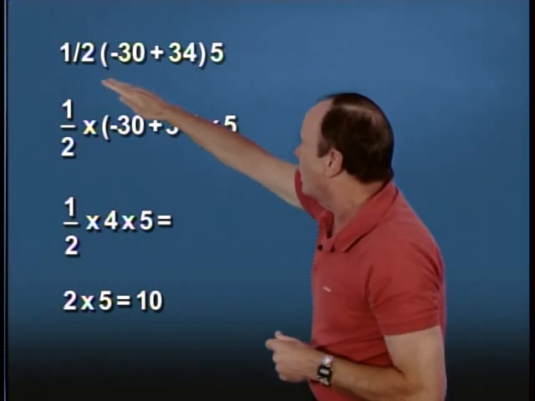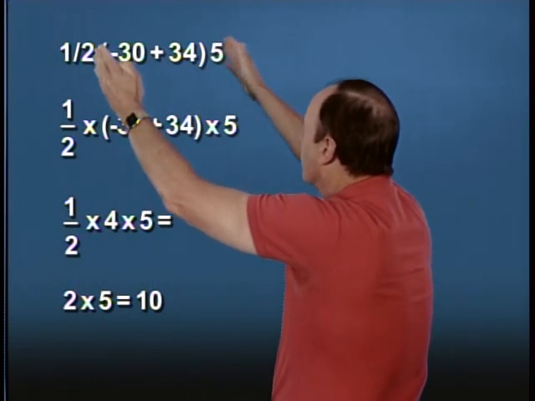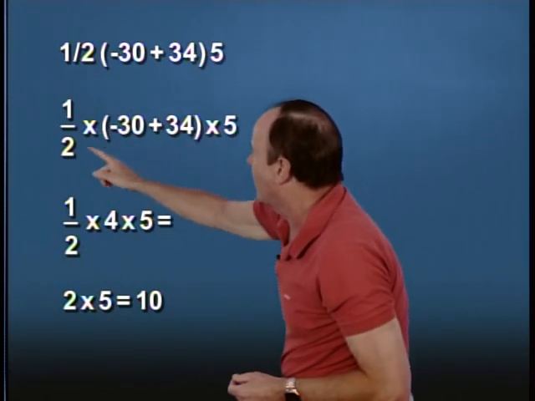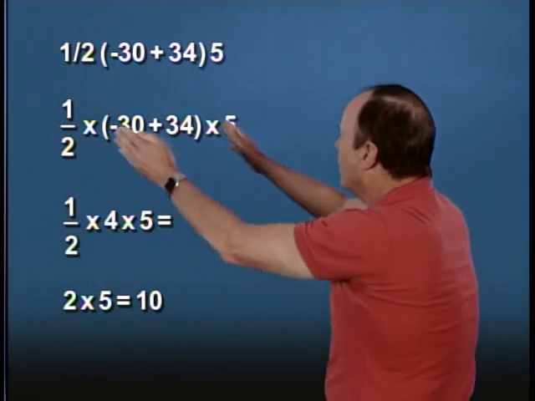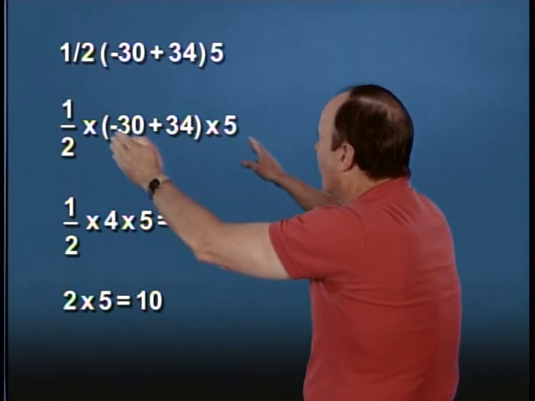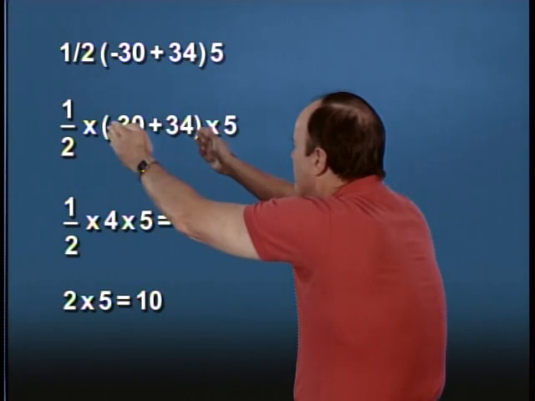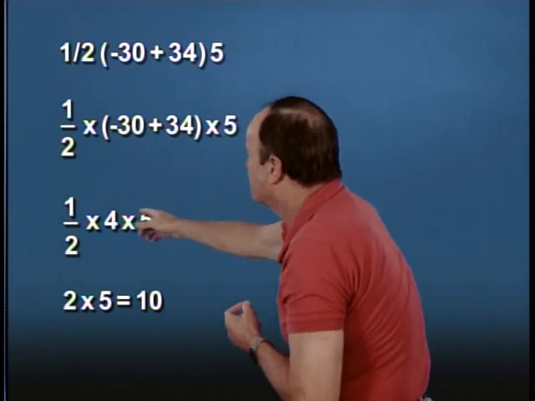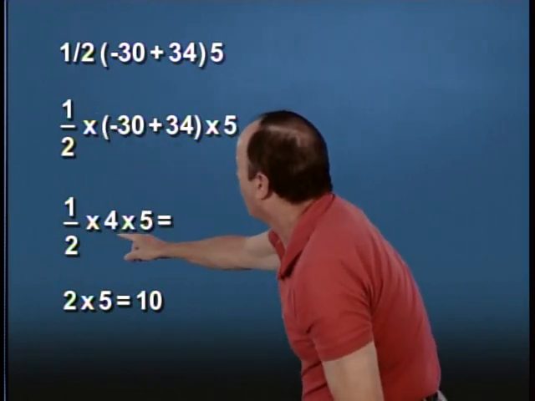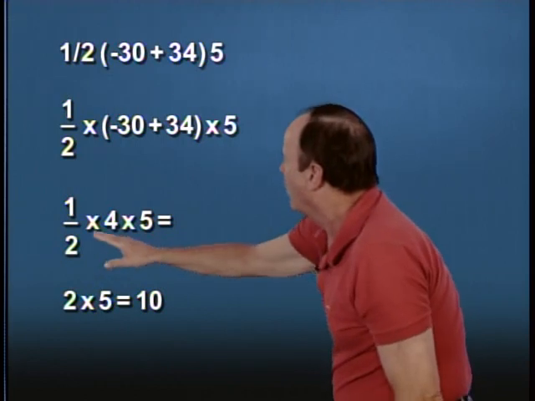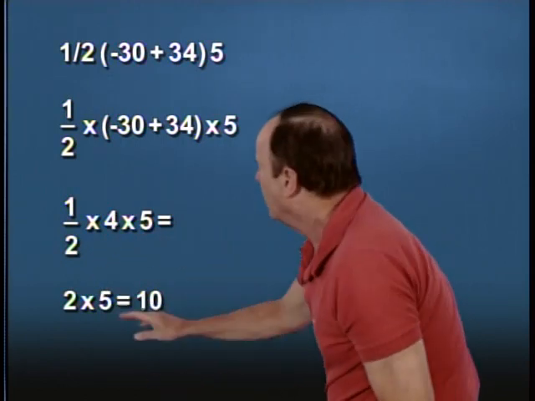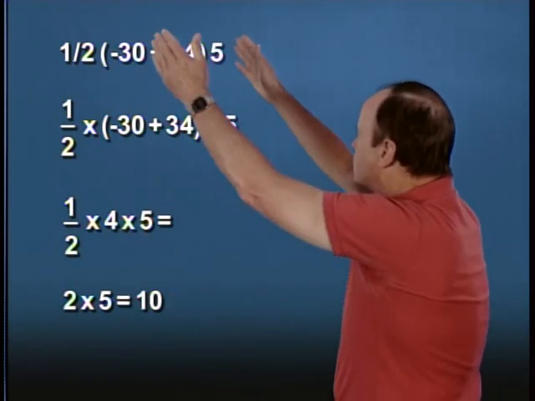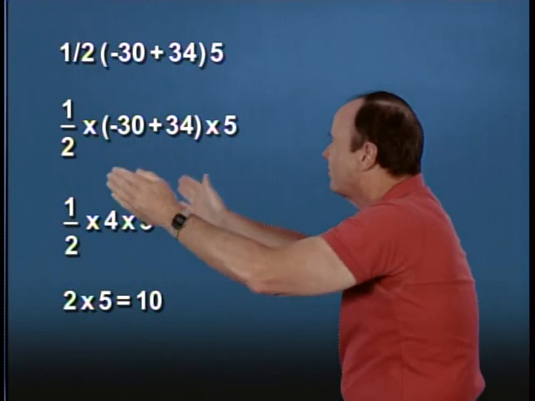So first of all, it says 1/2 times the quantity minus 30 plus 34, and then you take that and multiply it times 5. So we can express the 1/2 as a fraction, 1 divided by 2, and that's times the quantity minus 30 plus 34 times 5. And now we can simplify this expression here. Minus 30 plus 34 comes out, you can do that in your head, it's 34 minus 30 comes out to 4. So it's 1/2 now times 4, and then times 5. So 1/2 of 4 is 2, so now we're down to 2 times 5, and the correct answer is 10. So when you simplify the expression inside the parentheses first, it all falls into place for you.